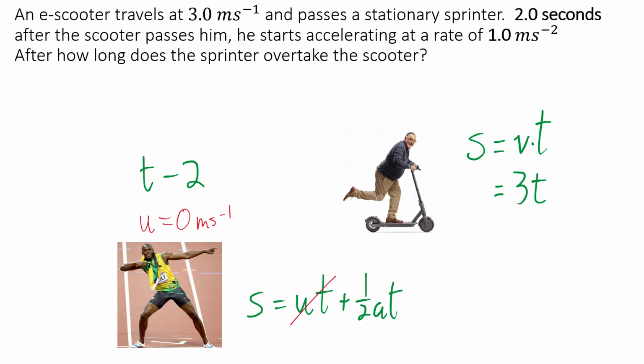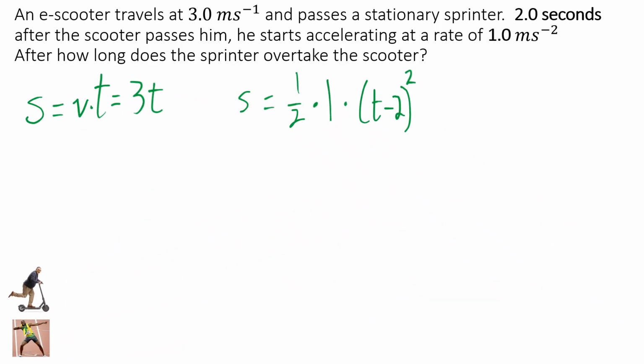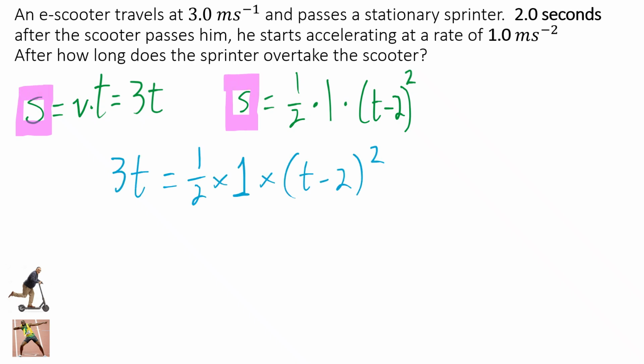Handily, the first part of the equation cancels out, leaving us with s equals half times 1 times (t minus 2) squared. The square might give you a hint of the direction this is going mathematically. So we're going to make the equations equivalent for s, and this will give us 3t equals a half times 1 times (t minus 2) squared.